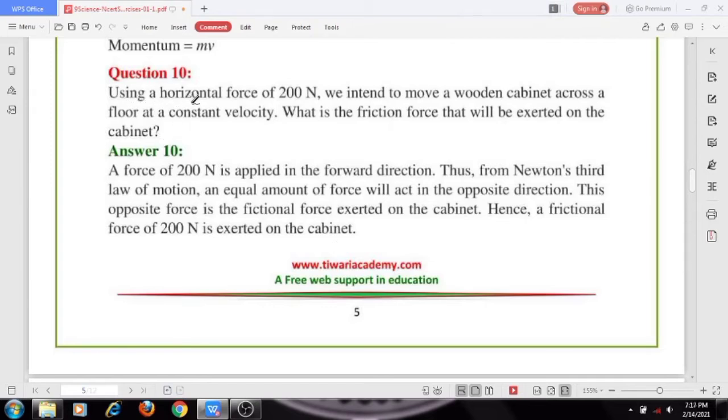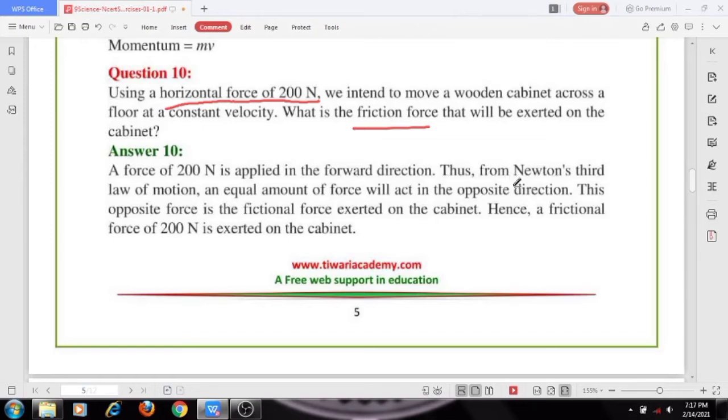Using a horizontal force of how many Newton? 200 Newton, we intend to move a wooden cabinet across a floor at a constant velocity. What is the friction force that will be exerted on the cabinet? Which force? Friction force. So now look at the answer. A force of 200 Newton is applied in which direction? Forward direction, because we intend to move it.